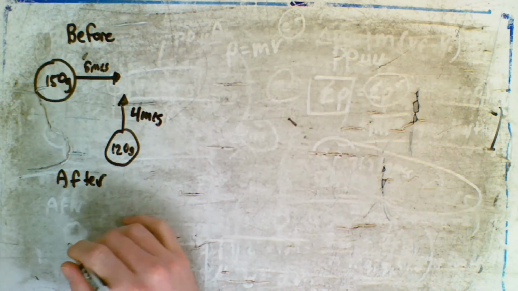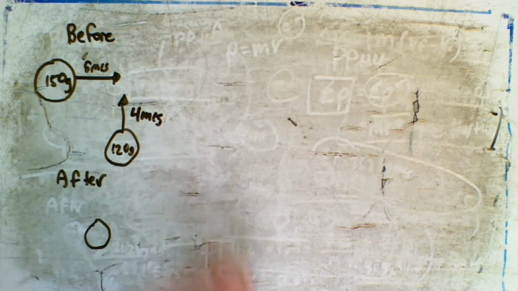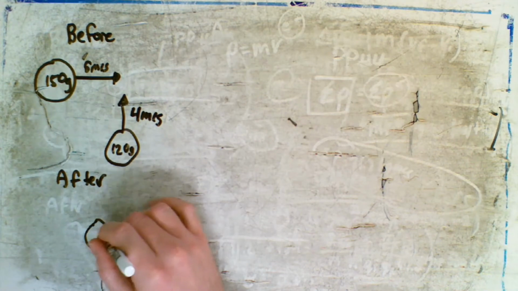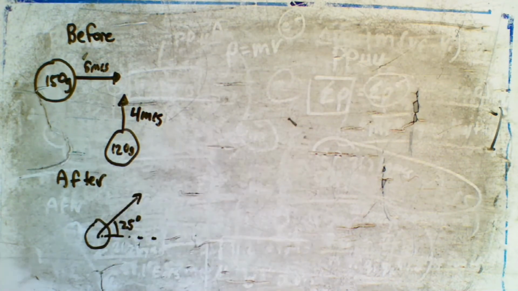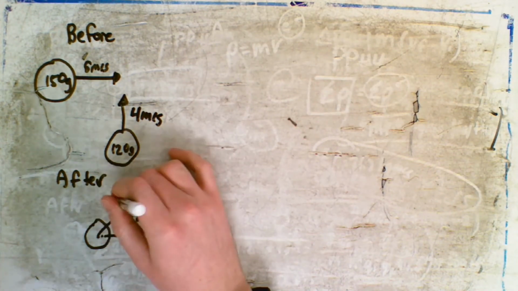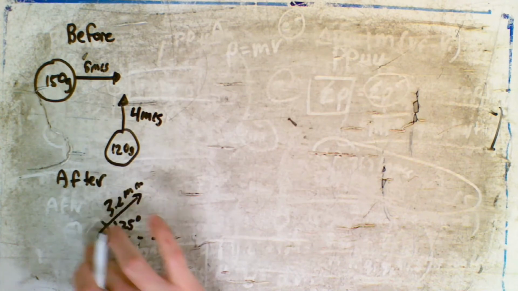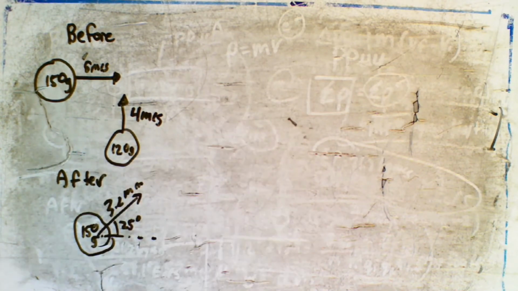So after the collision, it says the 150-gram ball is going 25 degrees north of east. This is east, so it's going this way. This is 25 degrees north of east, and it's going 3.2 meters per second. And this is our 150-gram ball.